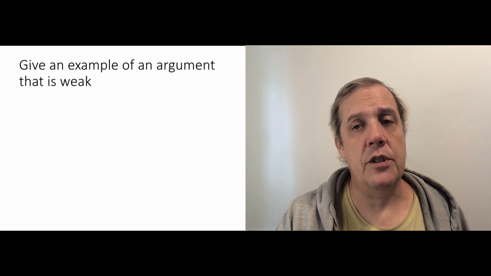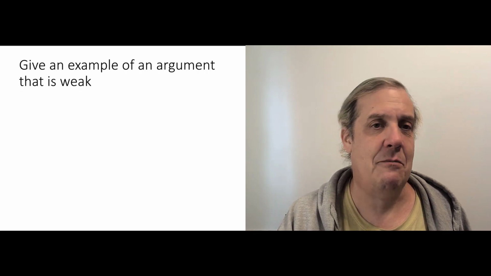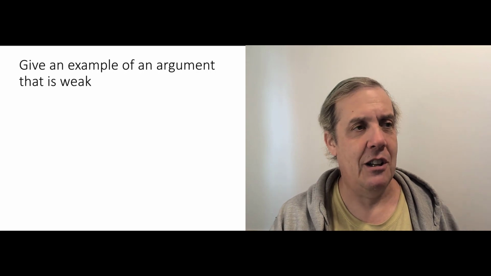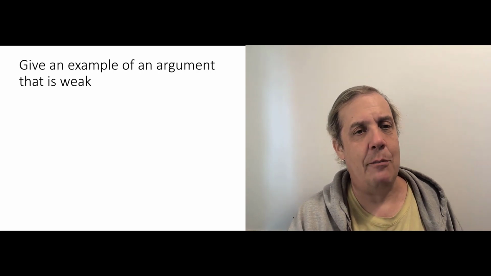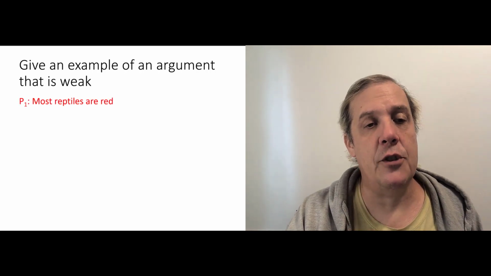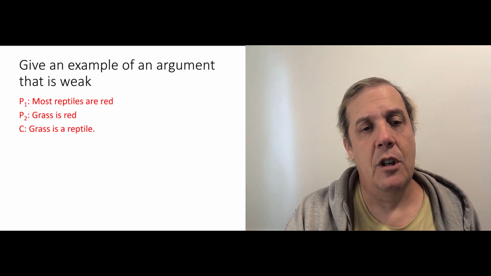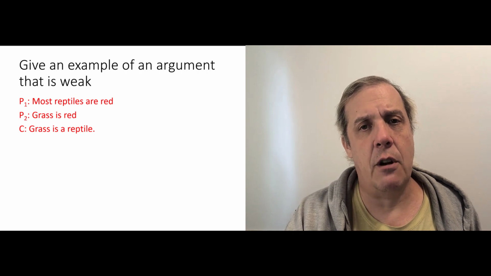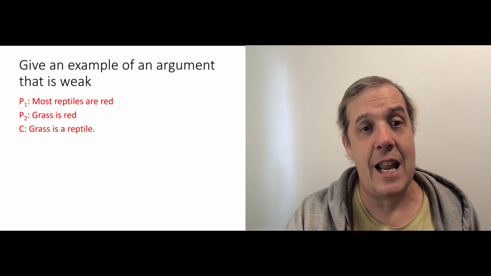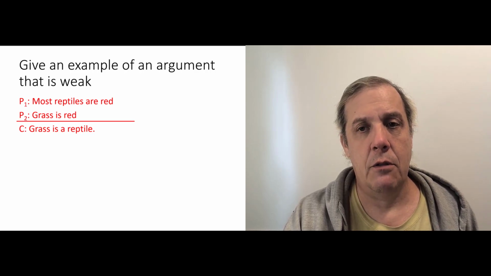The last thing you needed was an argument that is weak. And this is easier because it just doesn't meet any of the evaluative standards that we've named so far. So an example from the class: most reptiles are red. Grass is red, therefore grass is a reptile. It's got false statements, but more importantly, just because two things are the same color doesn't mean that they're the same. So it's just an obviously bad argument, right?